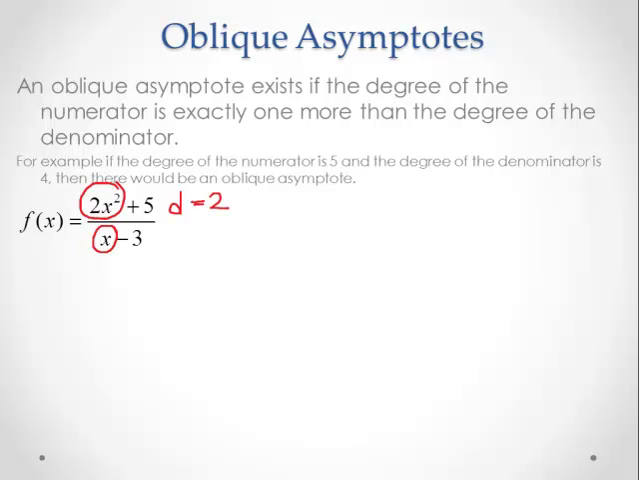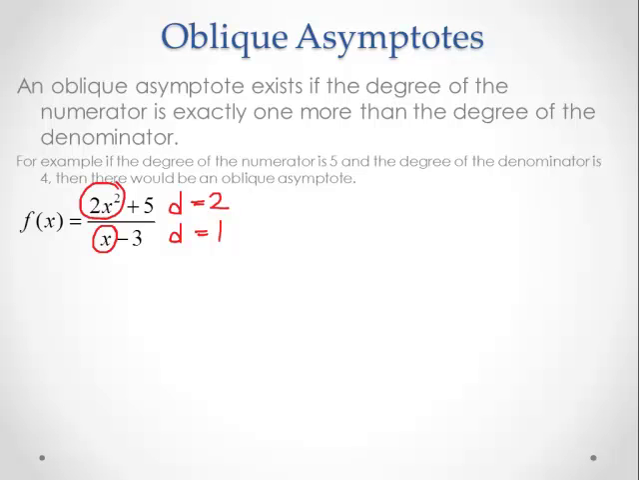The degree of the denominator is 1. By the rules of horizontal asymptotes, we know that there's not a horizontal asymptote, but since the degree of the numerator is exactly 1 larger than the degree of the denominator, there's an oblique asymptote. And we find it by using division. We can use either polynomial long division, or for this particular example, we can actually use synthetic division. So I'm going to go ahead and use synthetic division.